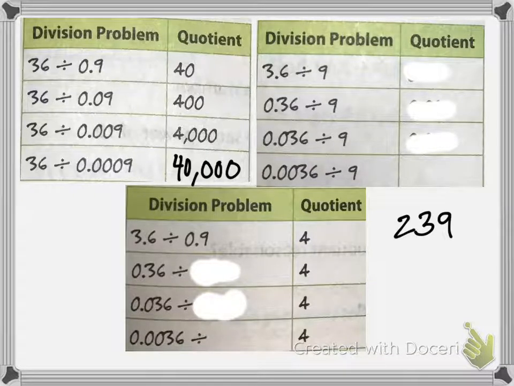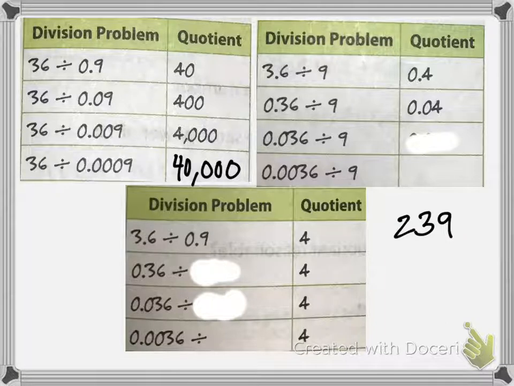Emma, what is 3 6/10 divided by 9 equal to? She said it academically too. We get 4/10. Elias, what is 36/100 divided by 9? Perfect. We see it's 0.04 or 4/100.